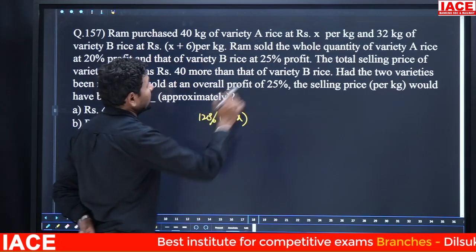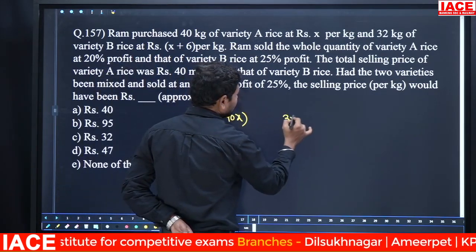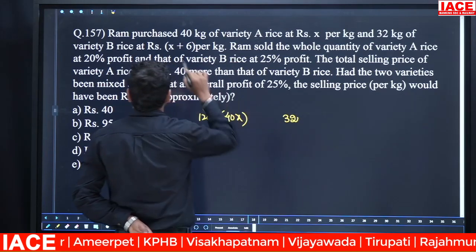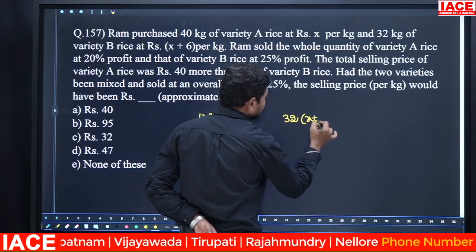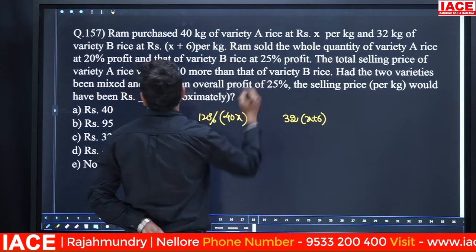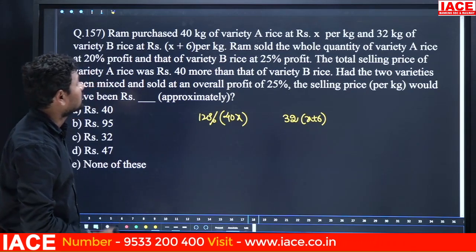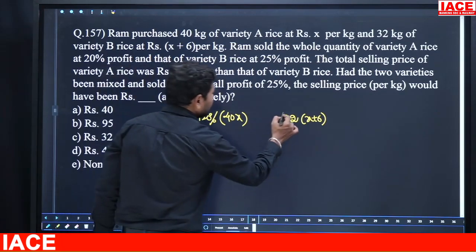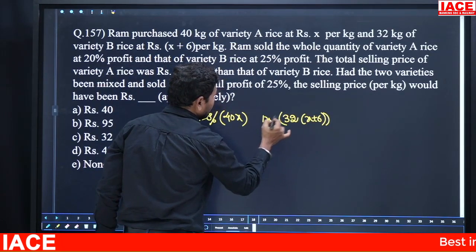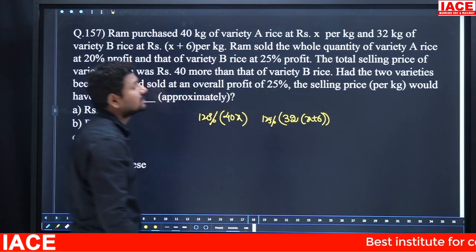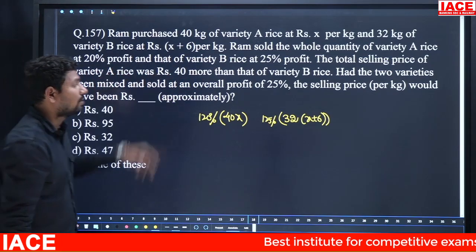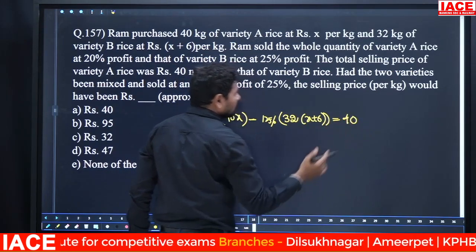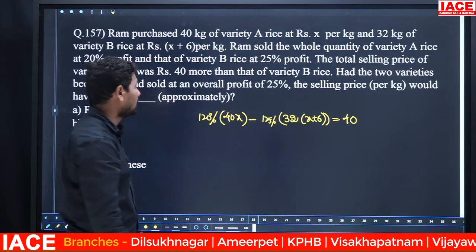Next, product B. How many kgs does product B contain? 32 kgs. Then he is selling at X plus 6 rupees, and how much percentage profit does he take? 25%. Variety A is 20%, variety B is 25%. 25% profit means it becomes 125%. The total selling price of variety A rice was how much more? 40 rupees more. Once we solve this, we will get the X value.